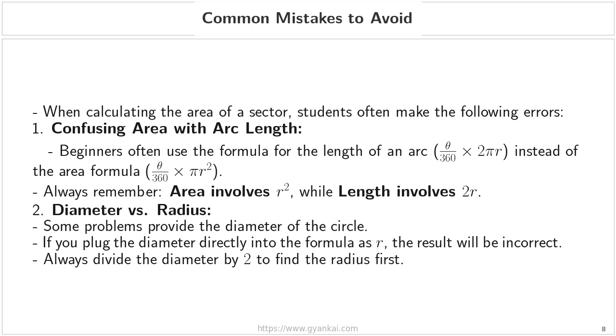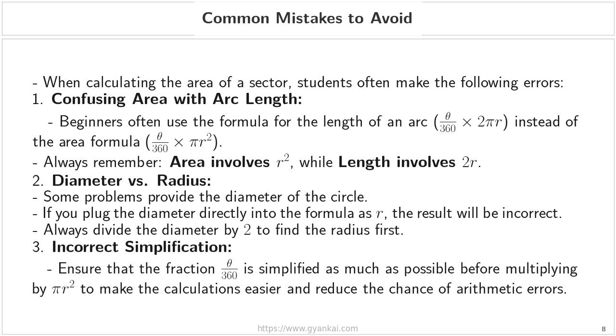Second, please be very careful with diameter versus radius. In many math problems, especially tricky ones, the question might provide the diameter of the circle instead of the radius. If you take that diameter and plug it directly into the formula as r, your final answer will be incorrect. Always take a moment to check the given information. If you see a diameter, remember to divide it by 2 to find the radius before you start your calculations.